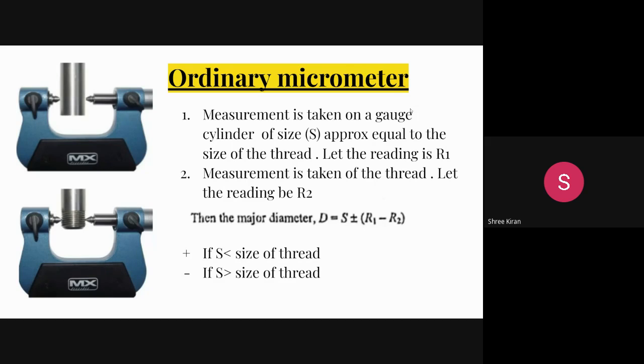So in the case of an ordinary micrometer, the measurement is taken on a gauge cylinder of size S, always approximately equal to the size of the thread. Let the reading be R1, and the measurement taken of the thread be R2. Then the major diameter D is equal to S plus or minus R1 minus R2. If S is smaller than the size of the thread it is plus, and if S is greater, minus will be mentioned.